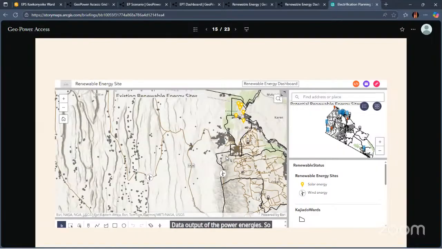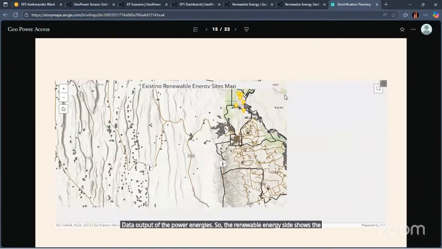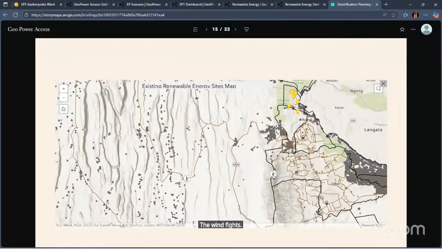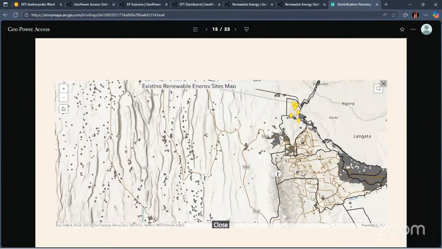So the renewable energy site layer shows the existing energy sites, with the yellow pins showing the solar energy sites and the wind sites being shown here. For instance, this one close to the castle.